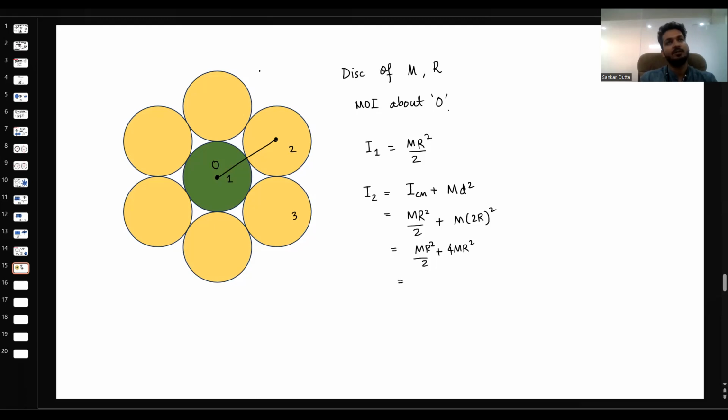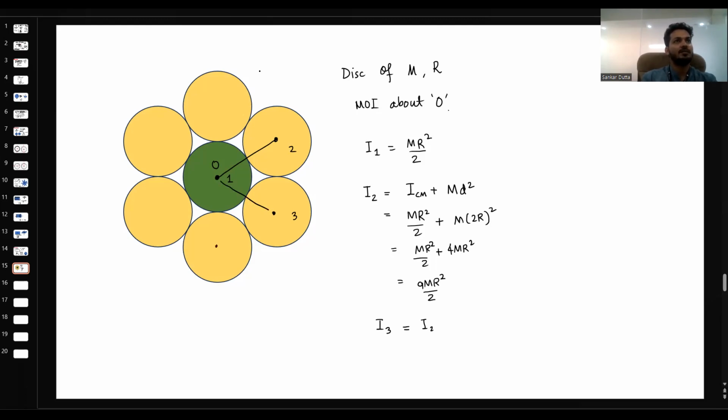So that means this is going to be 9mr square by 2. Now this is for 2. What about for 3? It will be the same as 2 because again it's at the same distance, guys. The 3 is also at a distance of 2r. So I3 is also going to be equal to I2.